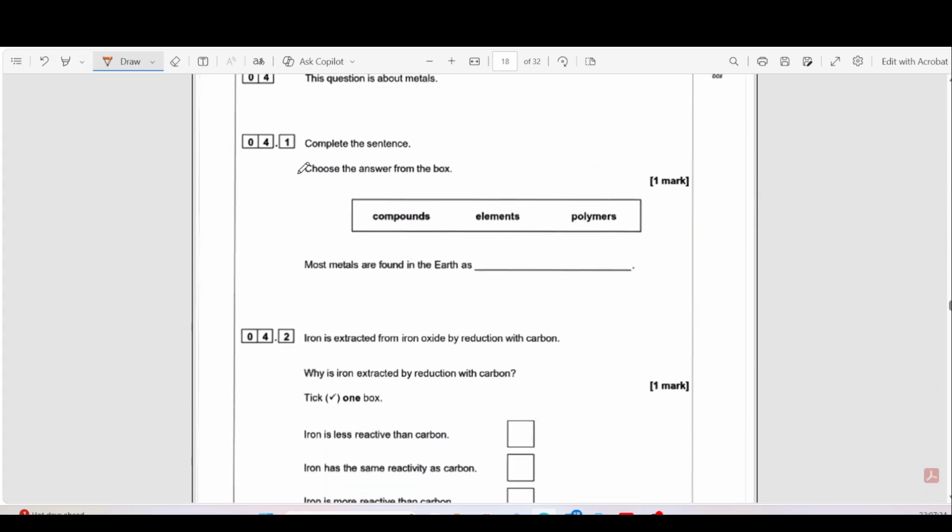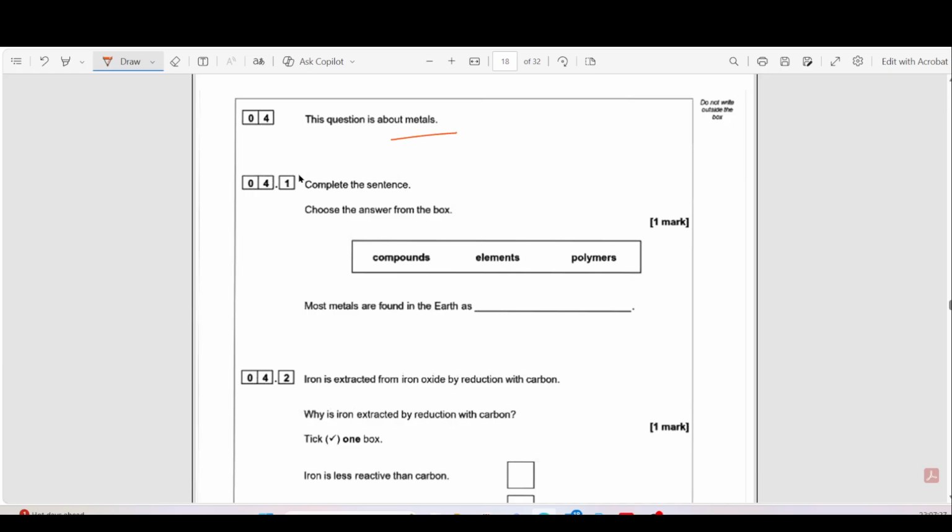Okay, next one is about metals, and complete the sentence. Most metals are found in the earth as compounds.